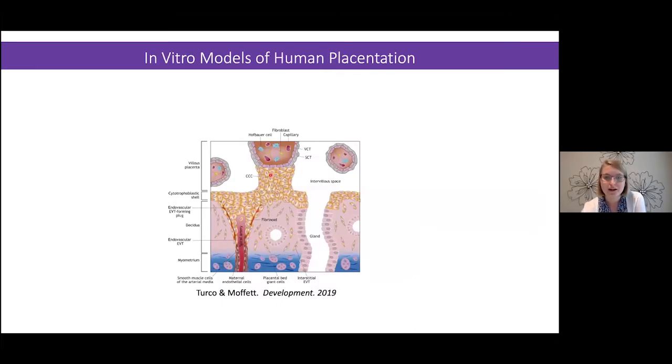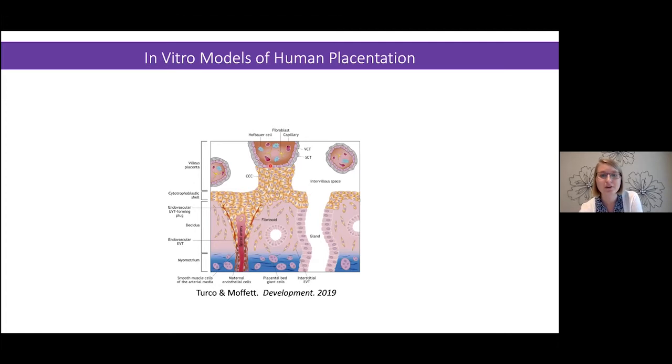So here is a diagram of the placenta, and what you can see is the villous tree-like structure is shown here, where you have a villous cytotrophoblast lining the placenta, and then a multinucleated syncytial barrier that's going to basically act as a transport and exchange between the intervillous space. So the intervillous space is going to be filled with maternal blood.